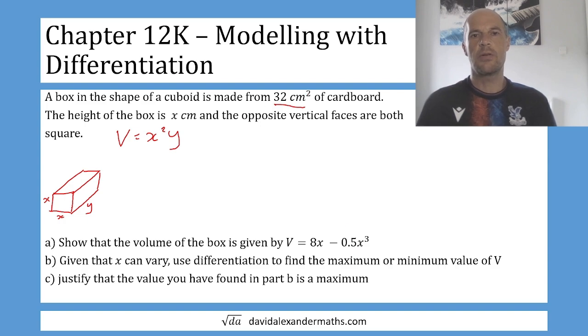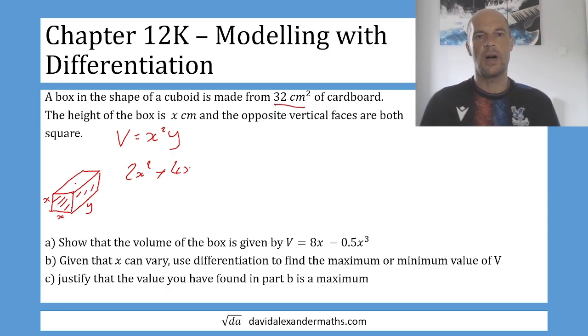Well, the fact is we know that the surface area is 32, so let's play around with that. The front face is an x squared, and there's going to be another one at the back. So the surface area is going to be 2x squared plus, now this face here is x times y, this is also an x times y, the one round the back is an x times y, and the bottom is an x times y, so that is 4xy, and that equals 32. So I've got another equation with a y in it. It's this y that's causing the problem.